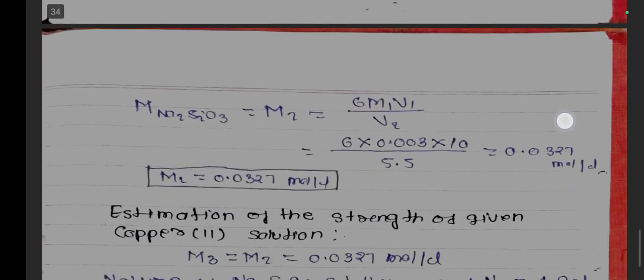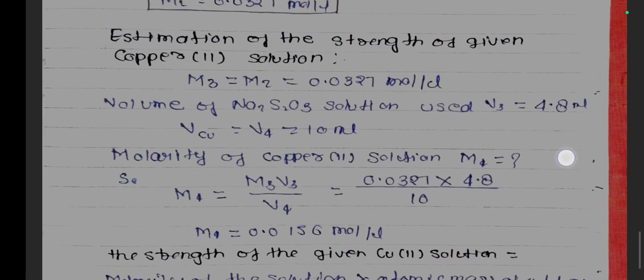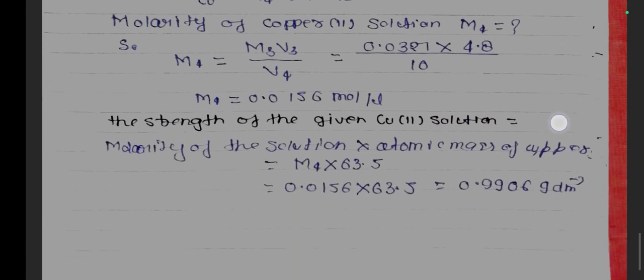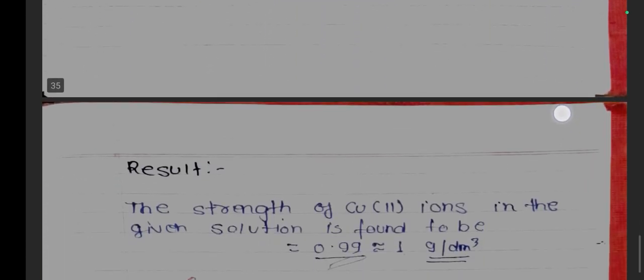Okay, let's move to the next calculations, and next I will show the result of this experiment. So the result is that the strength of copper ions in the given solution is found to be 0.99 gram per dm cube, or 1 gram per dm cube. Okay, let's move on to the next experiment.